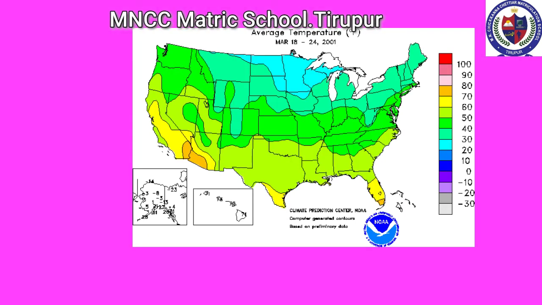Isoline maps. Isolines are lines drawn to link different places that share a common value. The prefix iso is a Greek word meaning equal. So an isoline is a line joining equal points. For example, isobars show the equal distribution of atmospheric pressure. Isotherms show the equal distribution of temperature on the world map.